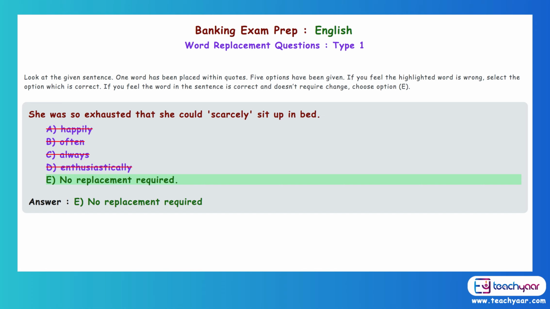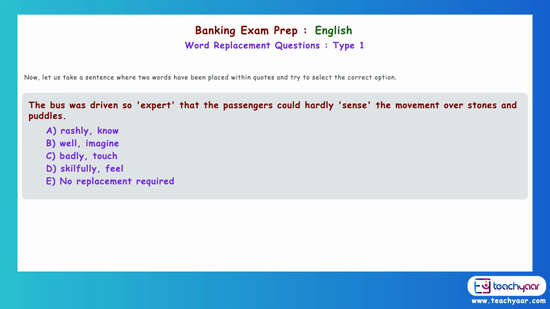Now in this case, we have gone through 3 sentences in which we had one word which was highlighted, which was put within quotes. Now let us make it a little more difficult. Let us take one step further and see the next set of examples where we have 2 words which have been put within quotes. Now it will be a longer sentence and there will be 2 words. So when you have the options also, there are 2 words. So we have to see that the combination of words fit in properly. So you should know the meaning of both the words.